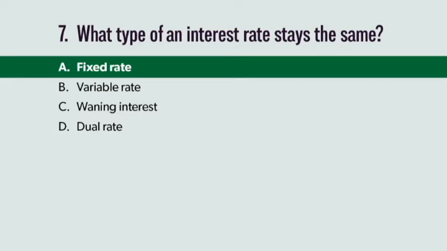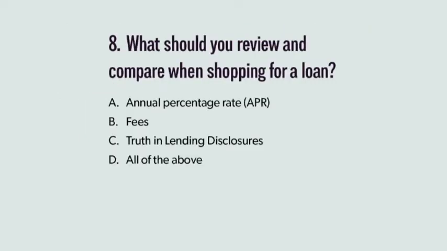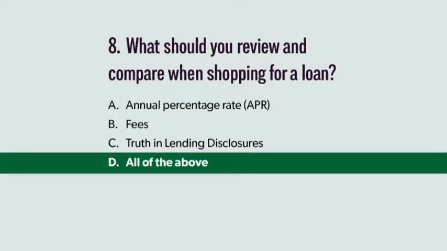Number 8, what should you review and compare when shopping for a loan? A, your annual percentage rate or APR. B, fees. C, truth in lending disclosures. Or D, all of the above. And you would be correct if you put D, all of the above.